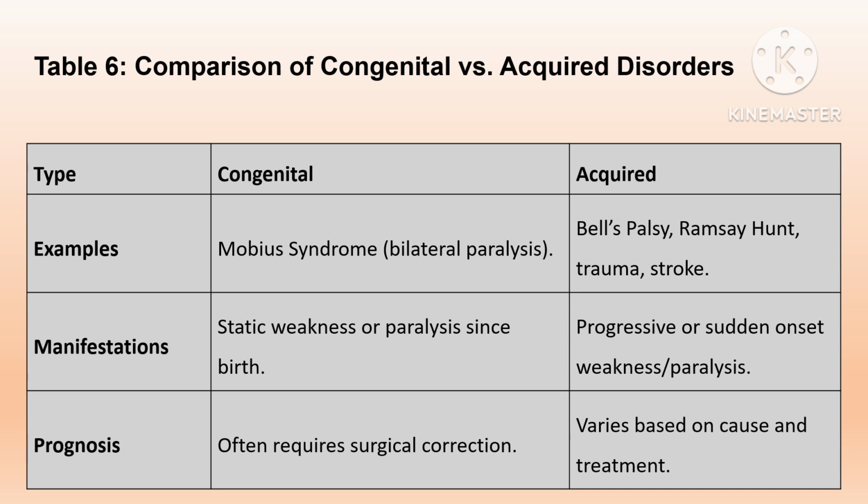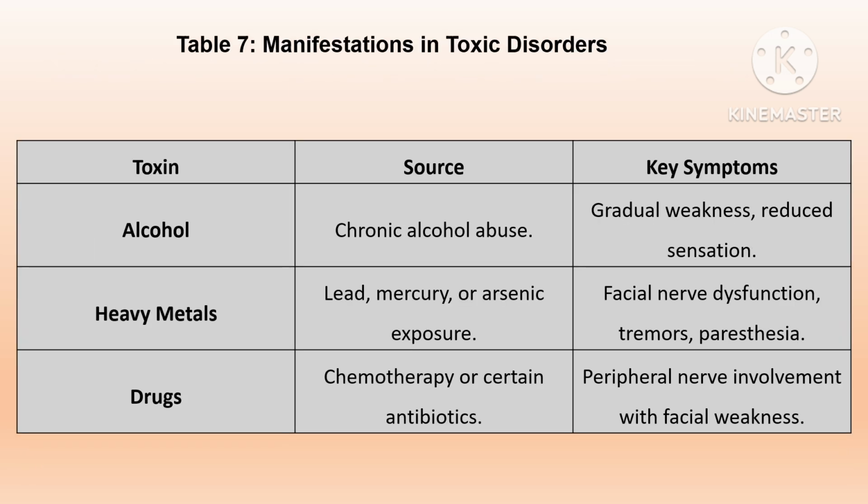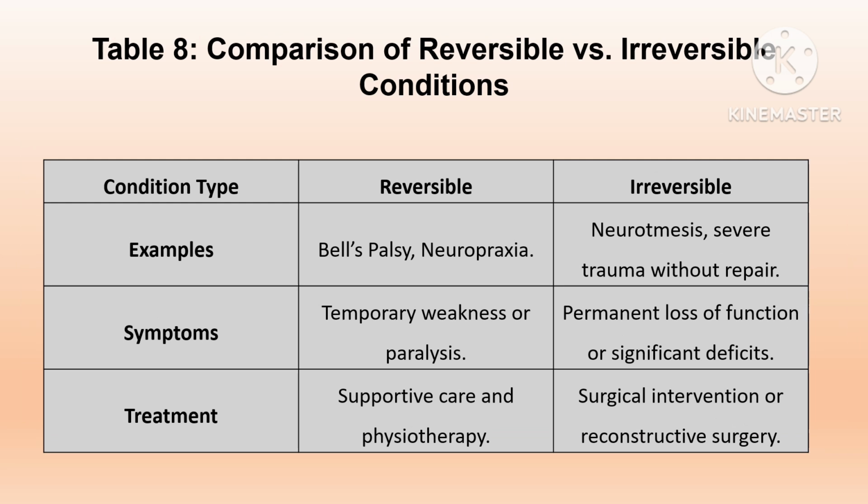In case of facial nerve disorders, manifestation in toxic disorders: long-term alcohol abuse can cause weakness in the face. Poisoning from metals like mercury or lead can lead to facial nerve dysfunction. In conditions like Bell's palsy and neuropraxia, the facial nerve usually recovers over time. And in conditions like neurotmesis, the nerve is permanently damaged and may need surgery to repair.